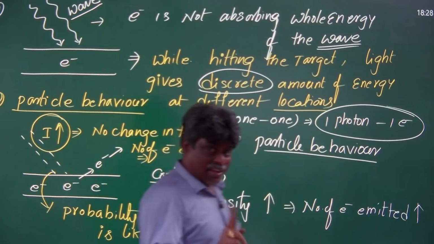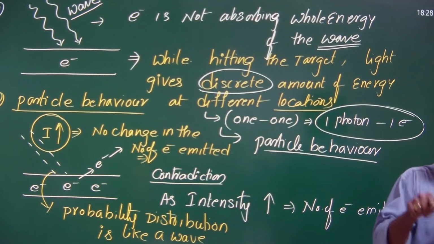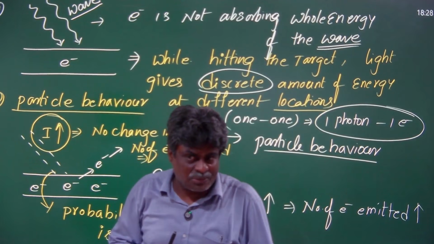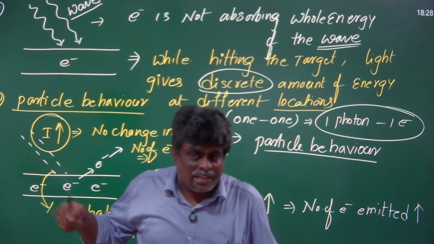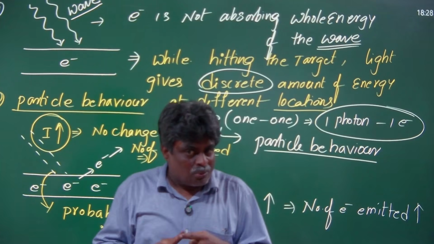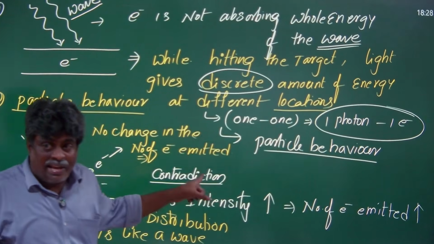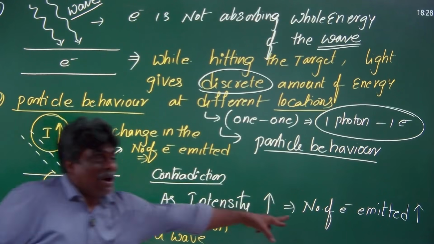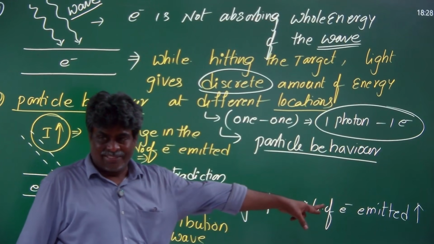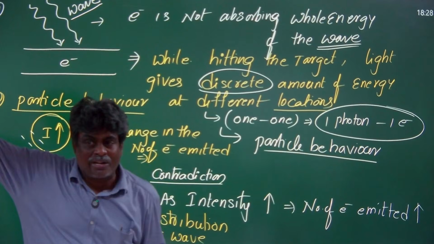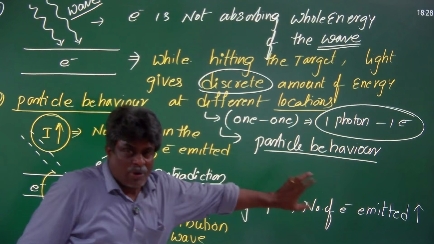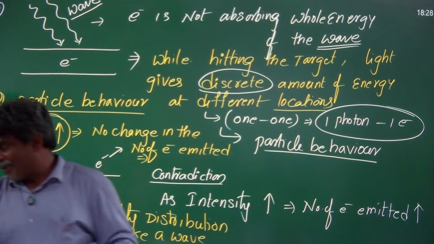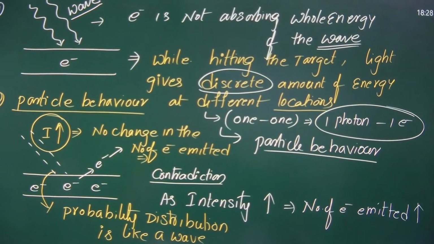So if you observe carefully, if you assume light behaves only like a wave, then what is the contradiction we got? Intensity, kinetic energy of the electron. Say yes or no? If you assume light behaves only like a particle, then what is the contradiction we got? Number of electrons. If you assume it is only a wave, you get a contradiction with the kinetic energy of the electron. If you assume it is a particle, you get a contradiction with the number of electrons. Now what did Einstein do? What do you think?